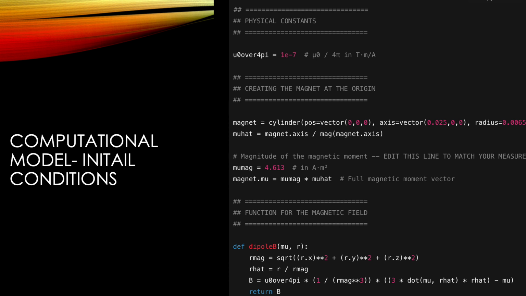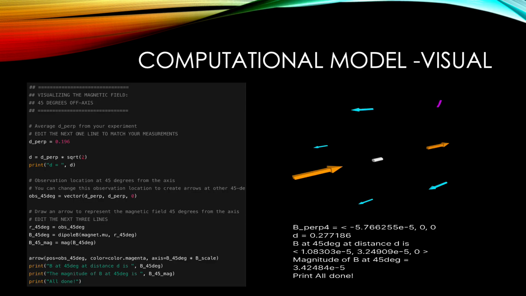We now move into the computational model part of this experiment, and in this we set the initial conditions where we changed the values to what we had previously gotten in the theoretical part of it. This was the visual result I obtained, where this was the on-axis, this was the off-axis, and this was the 45 degrees that I had set.